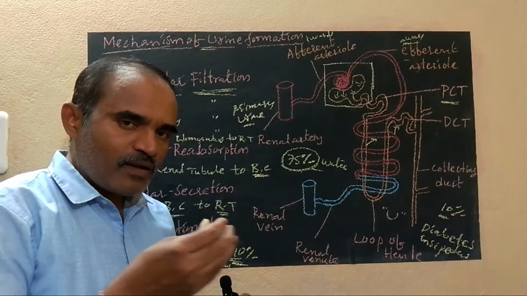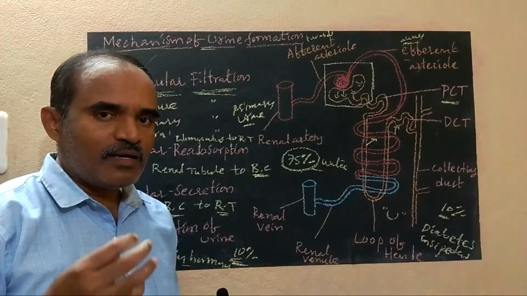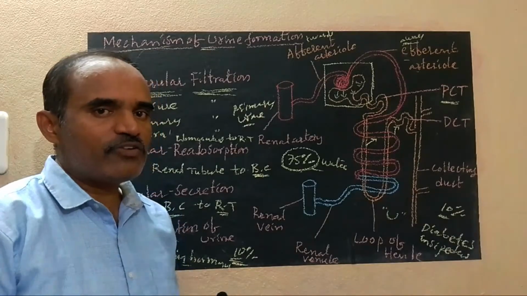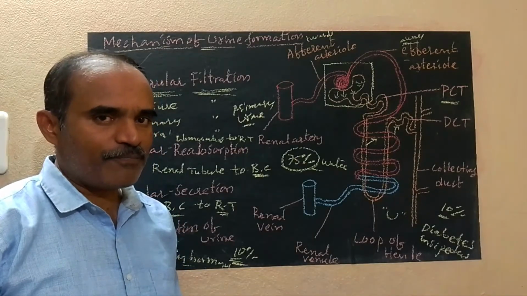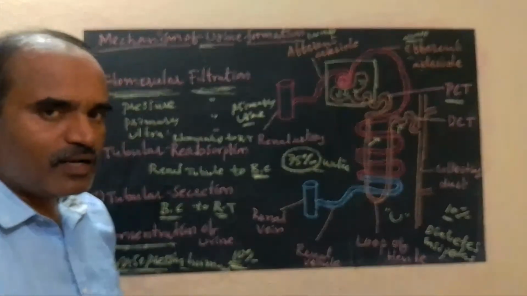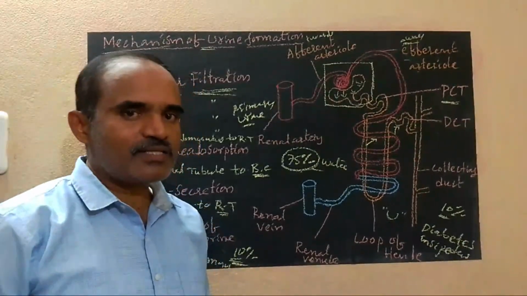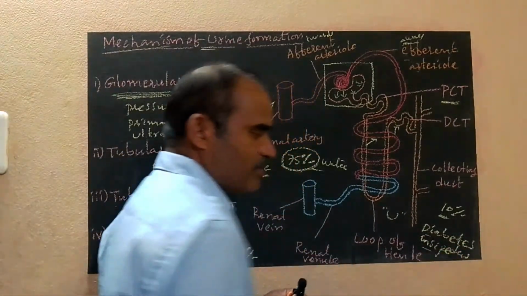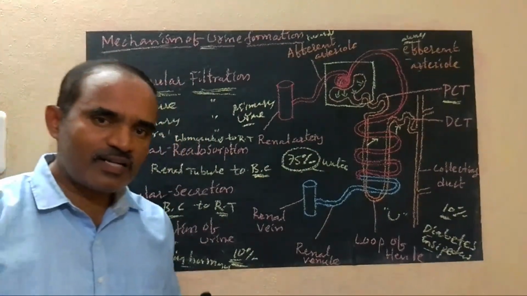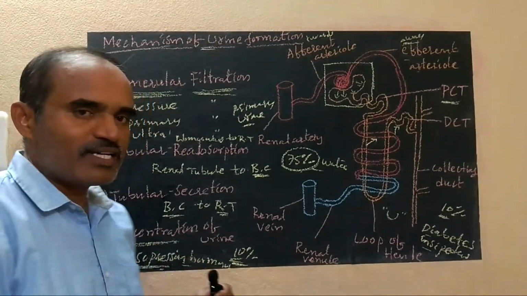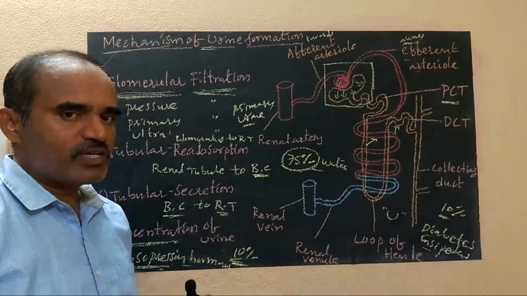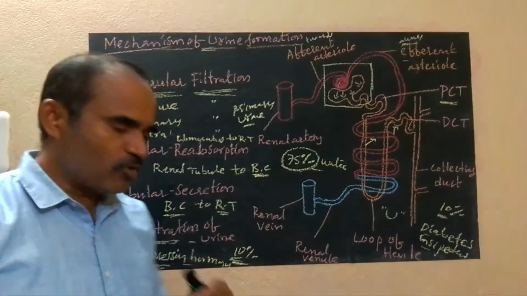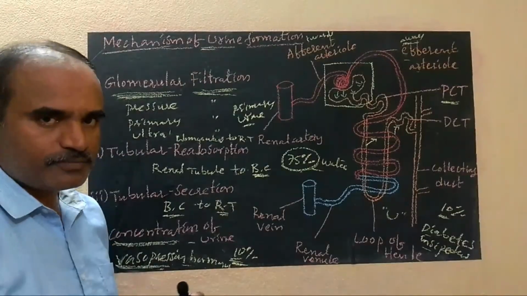So in diabetes insipidus, the urine is sometimes dilute, with more water content. That condition is called frequent urination and excess urination. That condition is called diabetes insipidus. Diabetes insipidus means that the vasopressin hormone is not secreted by the pituitary gland. The concentration of urine is decided by the vasopressin hormone.